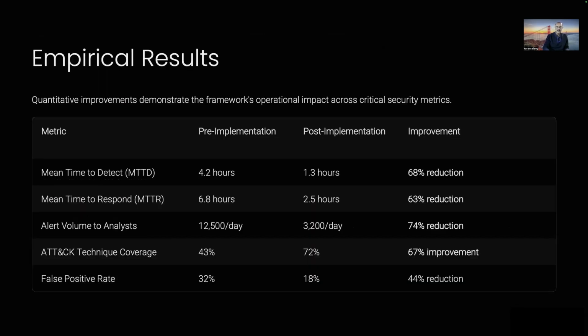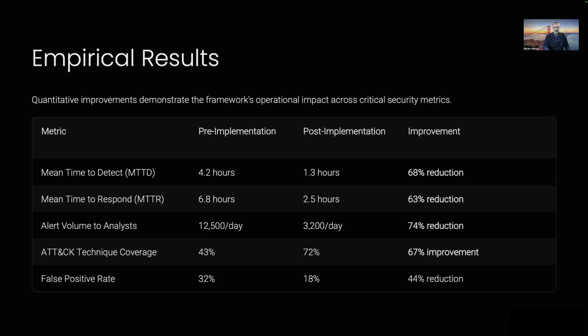Let's look at the empirical results. Like I mentioned, we have MTTD as one of the metrics. Pre-implementation and post-implementation, there's a 68% reduction in the mean time to detect, which essentially means the time between when a malicious or suspicious activity occurs on an endpoint or network and the moment we are actually able to raise an alert or detect, right?